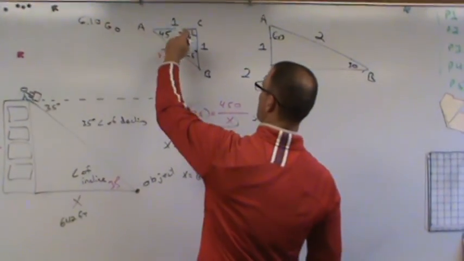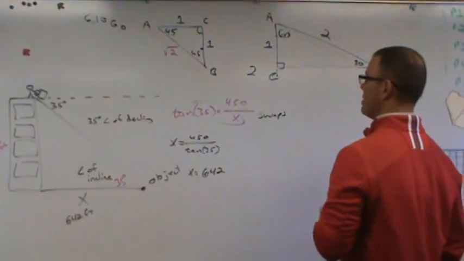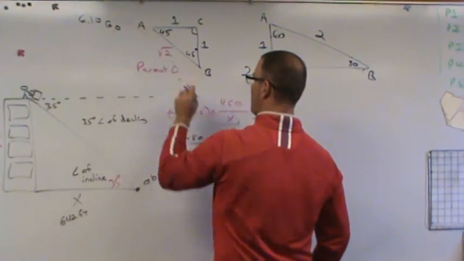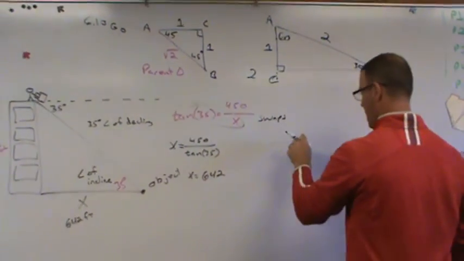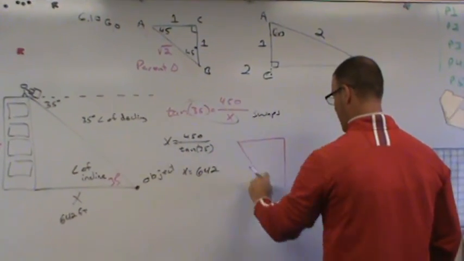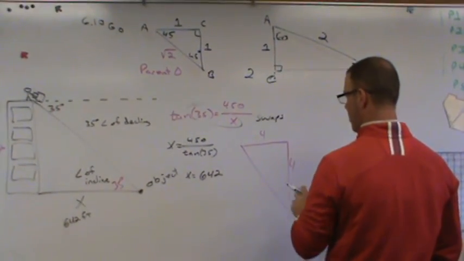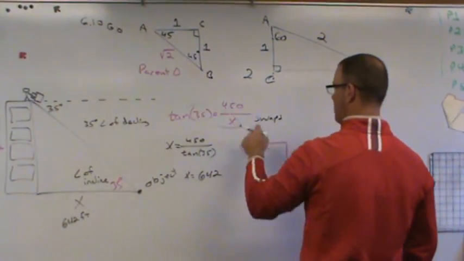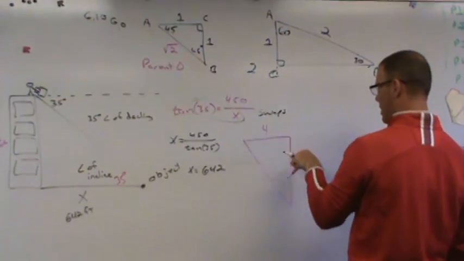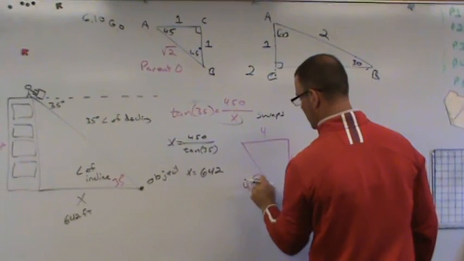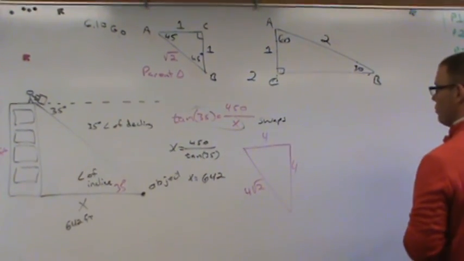But also because this is one of my special right triangles, that's the case, and we call this the parent triangle. Why do we call it the parent triangle? Because if I have a larger triangle that is, say, 4 feet and 4 feet, my scale factor becomes 4. What did I do to one leg to get to the other? I multiplied by 4. That means I multiply the hypotenuse by 4, 4 square root of 2. That would be its value, okay?